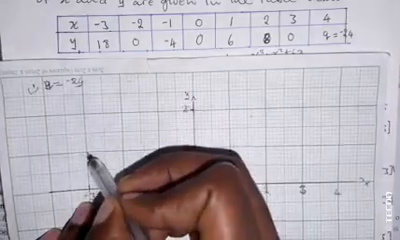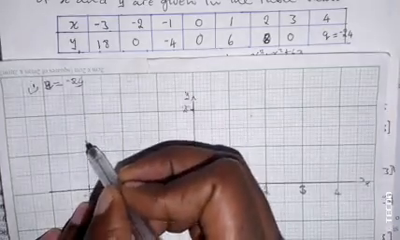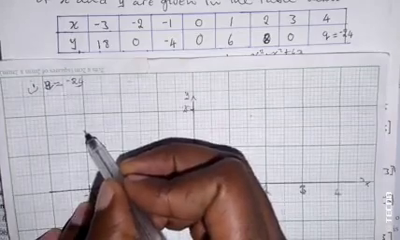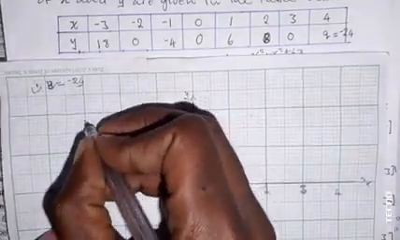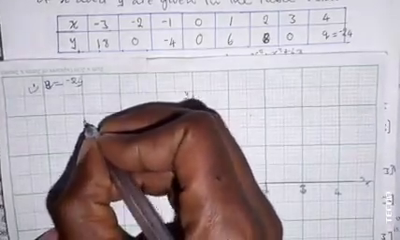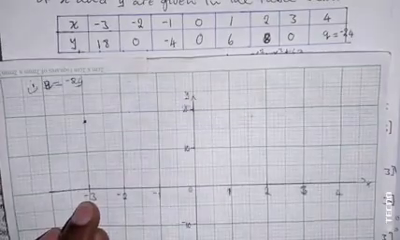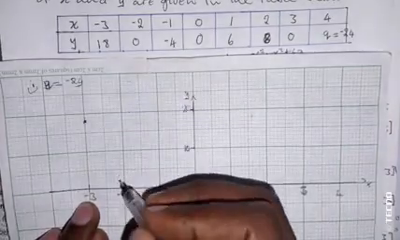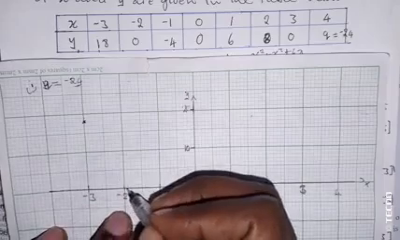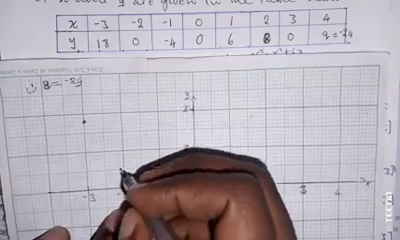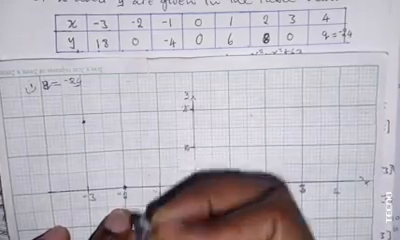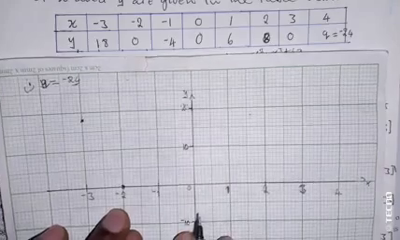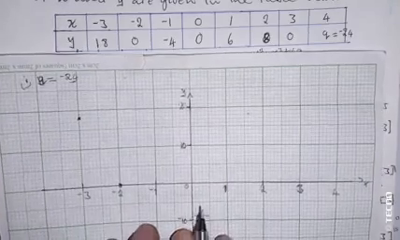So here we've got 10, 11, 12, 13, 14, 15, 16, 17, 18. So my 18 is this point here. This is 18. Then negative 2, 0. Negative 2, 0 is at this point here.